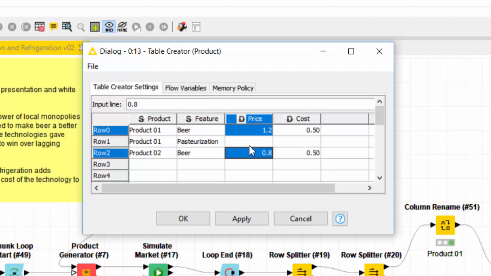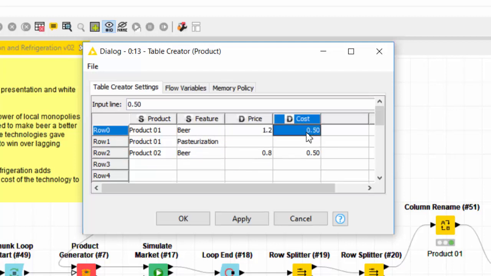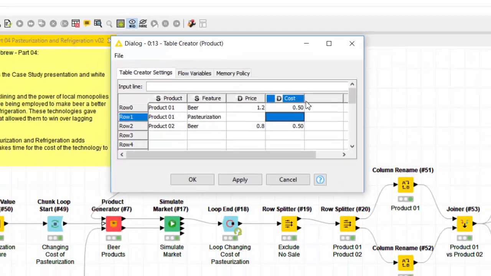Beer 1 is more expensive, beer 2 is cheaper, and the cost of providing the commodity beer product is the same, but this cell here hasn't been filled out. The cost of providing pasteurization can optionally be added in later, and that's essentially what we're going to do. In this market simulation, we're going to introduce pasteurization. Customers are going to immediately see the value of that pasteurization. They're going to see that vertical differentiation. But then we're going to drive down the cost of pasteurization over time, and we're going to see how that impacts profitability.